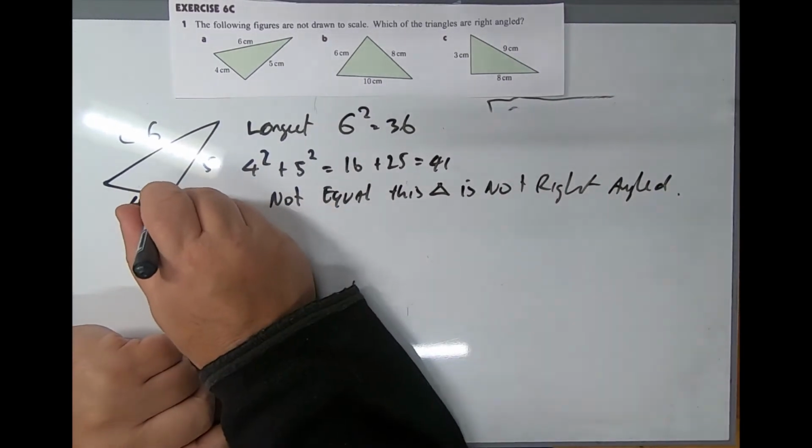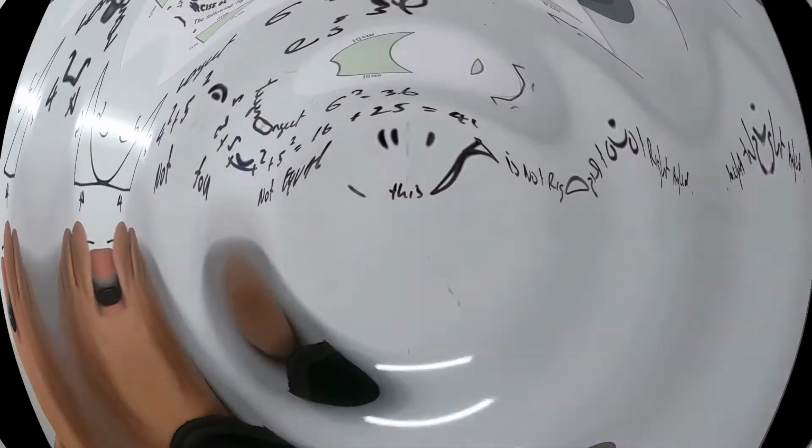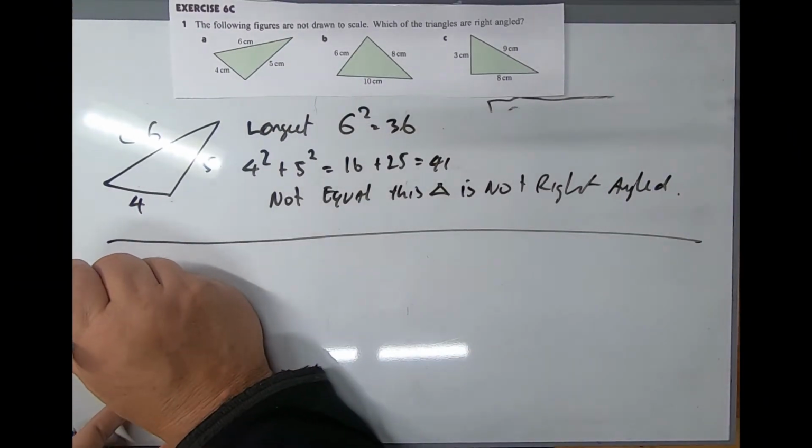Or that's not 90 degrees. I'll get it right soon. I will. Let's try B. Right, and then I'll let you do the rest.